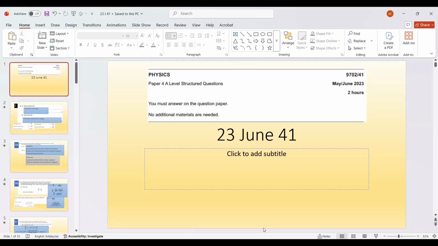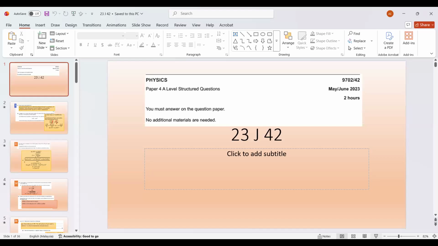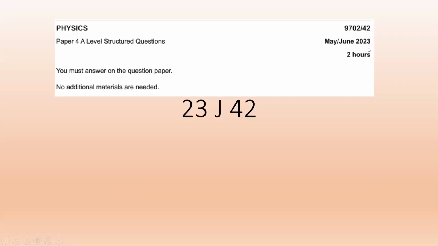Let's go to the next paper, 42. Found the paper? May, June 2023, variant 42. Found? Okay, let's carry on.